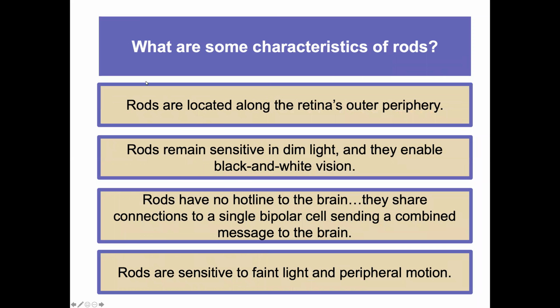Some characteristics of the rods that you're going to want to know are that they're located on the outer part of the retina. They're sensitive to dim light and they enable black and white vision. They have no hotline to the brain. They share connections to a single bipolar cell, sending a combined message to the brain. They're sensitive to faint light and peripheral motion.